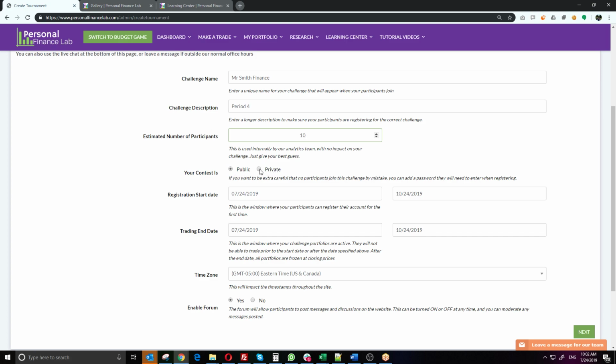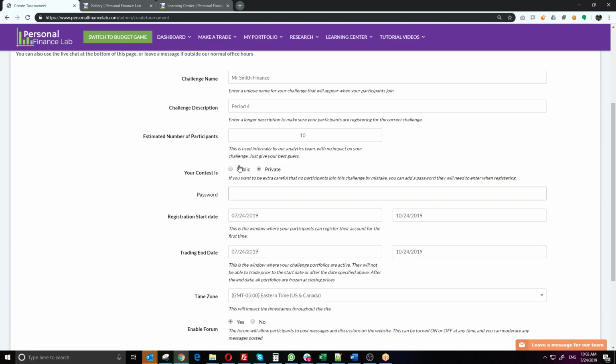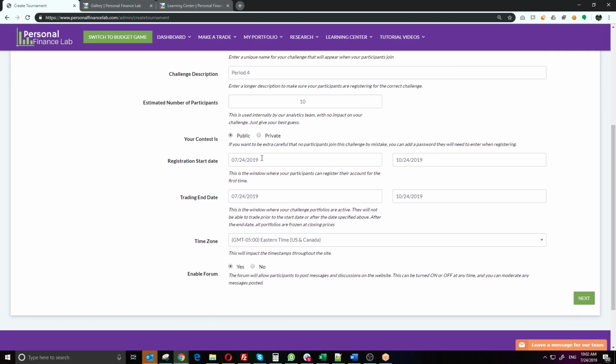You can put passwords on it, so if you're having a private investment club that you don't want all of your students coming into, you can put a password to keep some out. There's also a registration window, so this is when your students can come in and actually create their accounts.